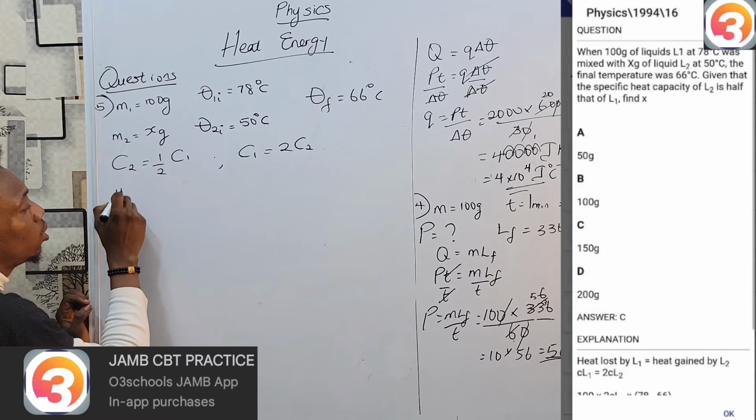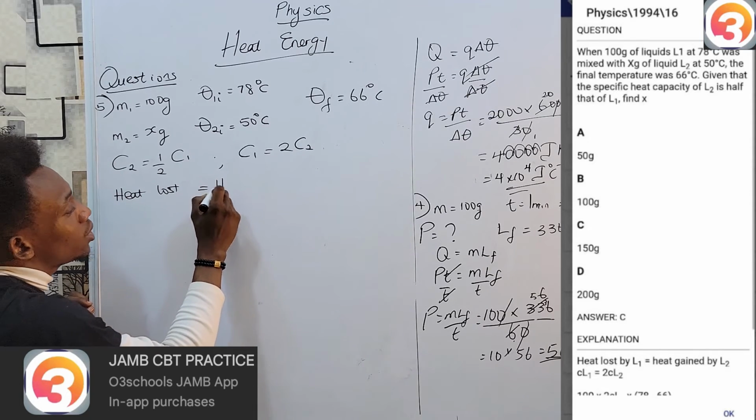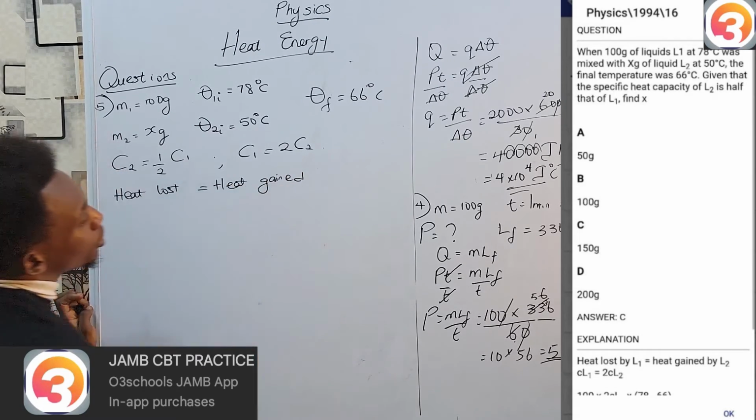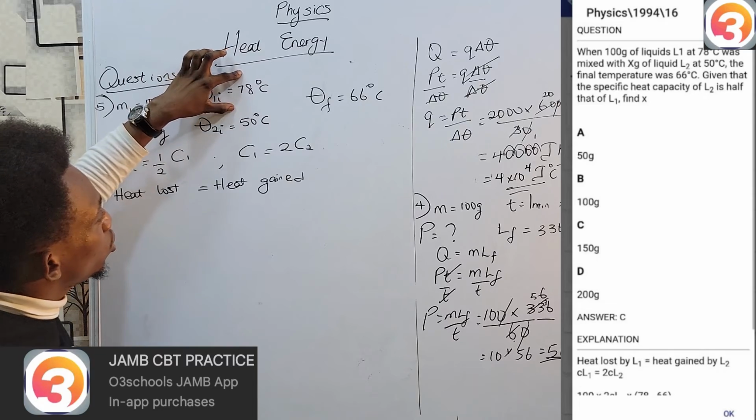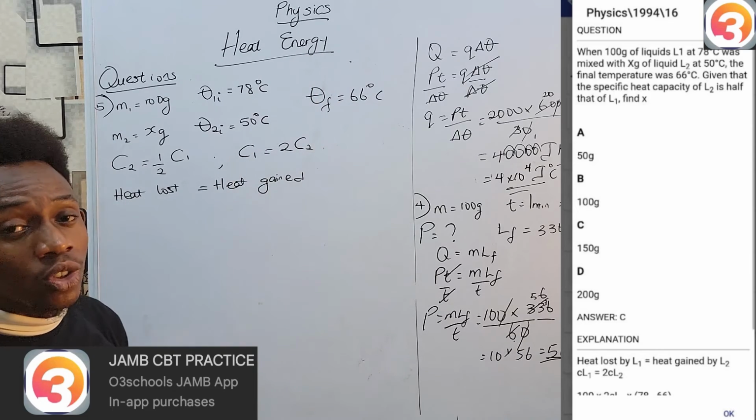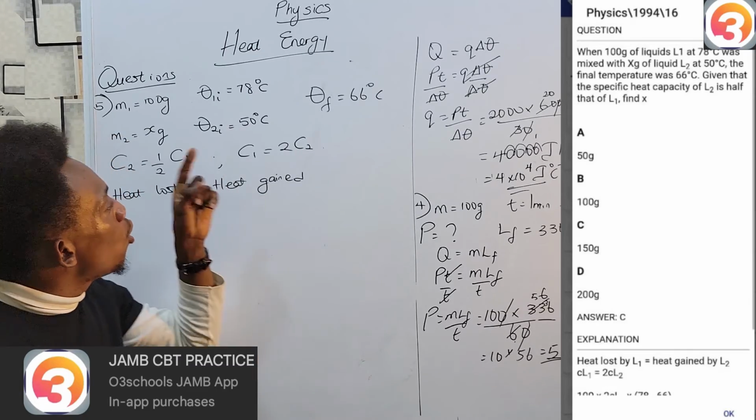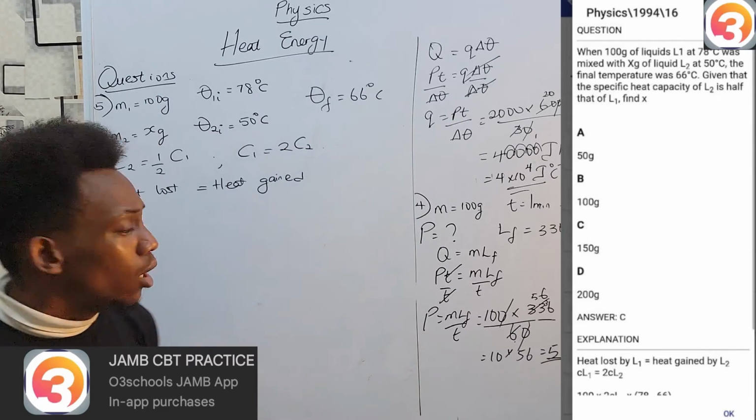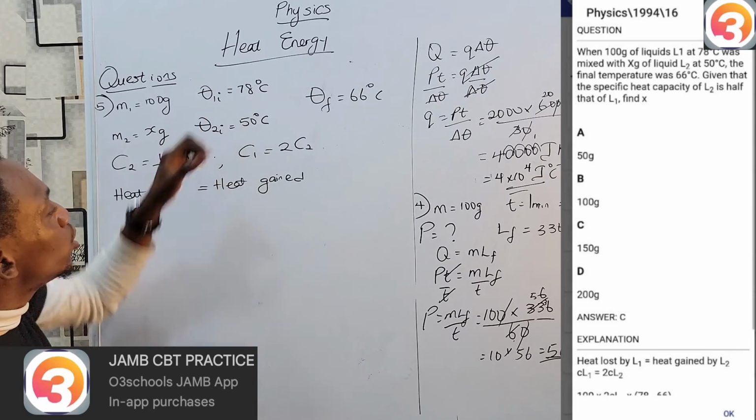First thing I need to know, if there's going to be heat transfer, the heat lost by one must be equal to the heat gained by the other. Now, since we have just two things here, one must be losing heat and one must be gaining heat. How do we identify? Looking over here, this was 78 degrees Celsius going down to 66. That's a loss of temperature. So this heat is reducing, which means liquid 1 is losing heat, from 78 to 66, while liquid 2, starting from 50 to 66, is gaining heat. That means the heat lost by L1 equals the heat gained by L2.